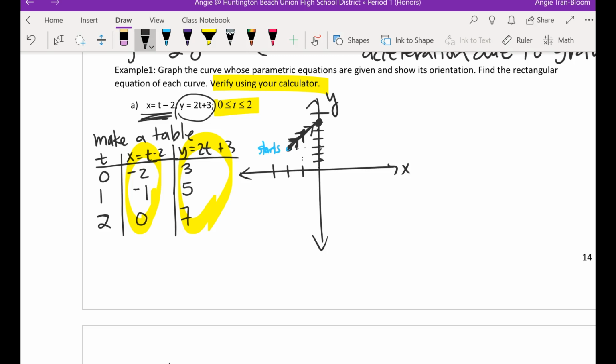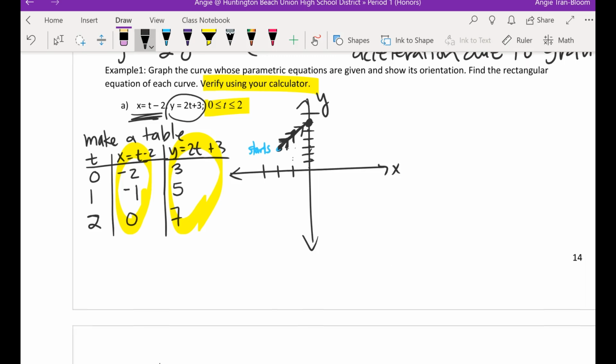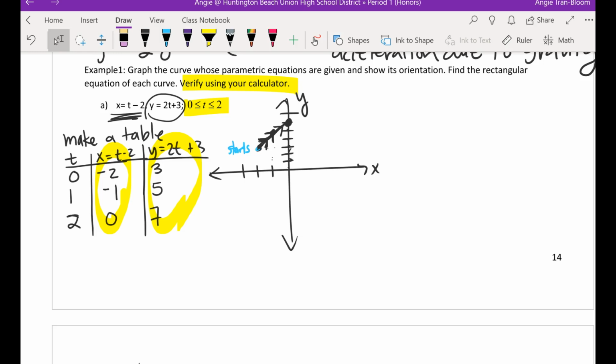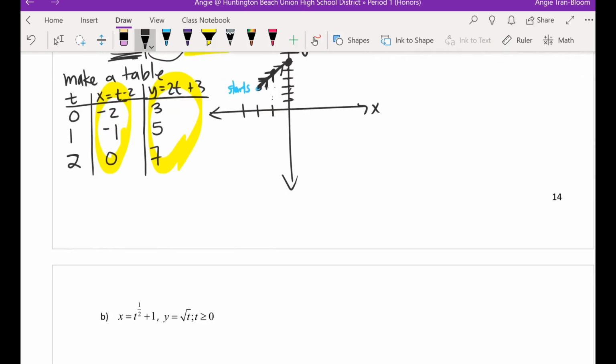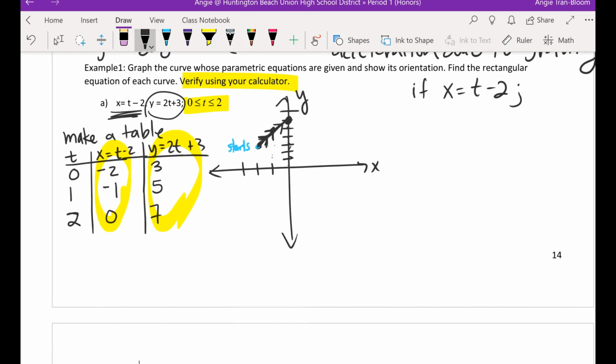But the next part says find the rectangular equation of this curve. As you can tell, this curve is a line. So how do we find a rectangular equation? Rectangular means I need x and y. The first thing we want to write is, if x is t minus 2, that's what it gives you, then what I want to do is solve for t, because I need to plug into my y equals. Remember, it's rectangular, so normally you want y equal to something.